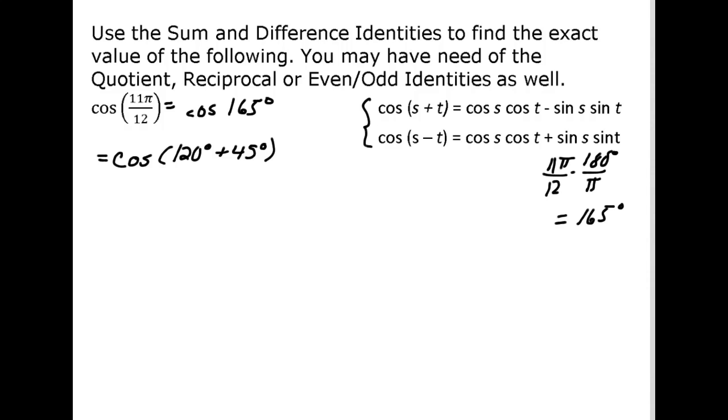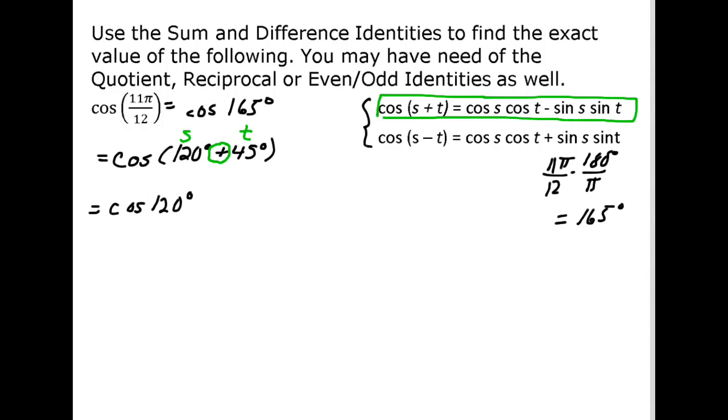Okay, so I have a plus, and that means I need to use this one. So that would be this one right here. This is the one we'll be using. So the S is the 120 and the T is the 45, and so I can write cosine of 120 degrees times cosine of 45 degrees minus sine of 120 degrees times sine of 45 degrees.